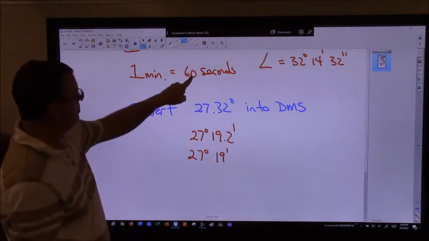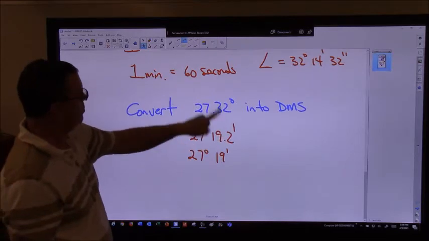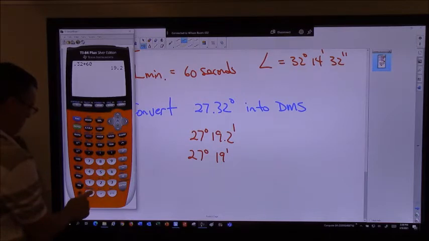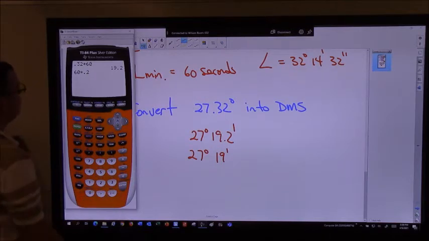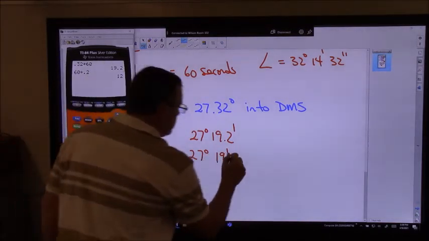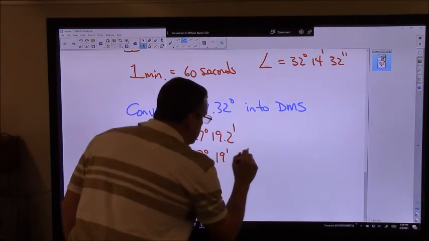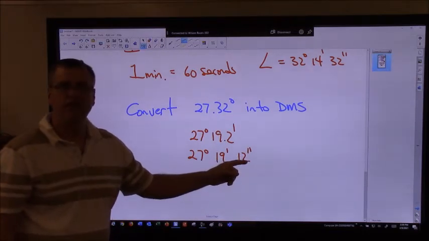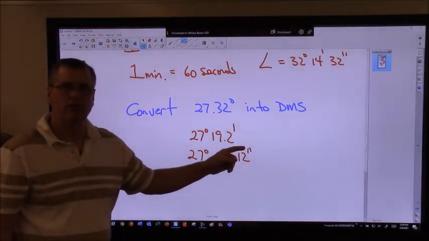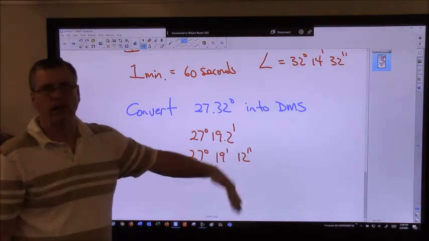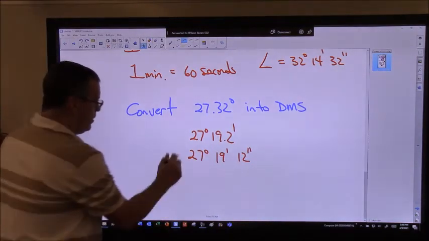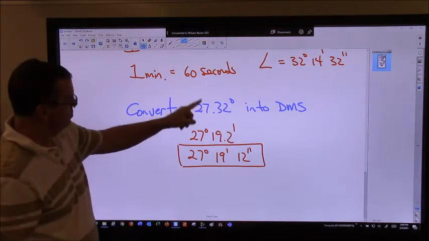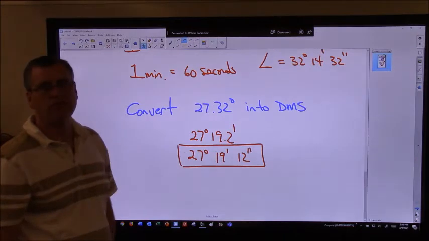So I want to take 20% of this. So I'll just do 0.2 times 60. I should be able to do that in my head, 12, right? 60 times 0.2, yeah, 12. And so I got exactly 12 seconds. Now, if that ended up being something like 12.7, well, I just round it up to 13 seconds. Or if it's 12.1, I'll just round it down to 12. Okay? But there it is. I've converted this angle measure into degrees, minutes, and seconds.